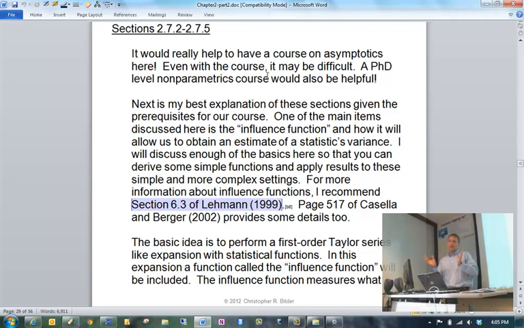That's it. So what I'm going to do today is give you a little bit of motivation for where this non-parametric delta method estimate of the variance comes from. And then we'll go into some examples that actually apply the corresponding formula to some problems.